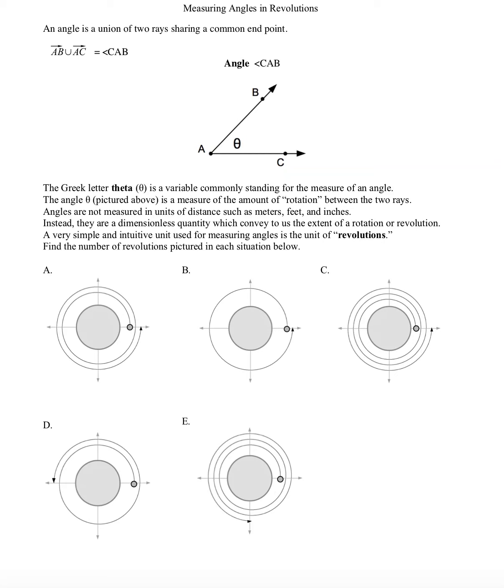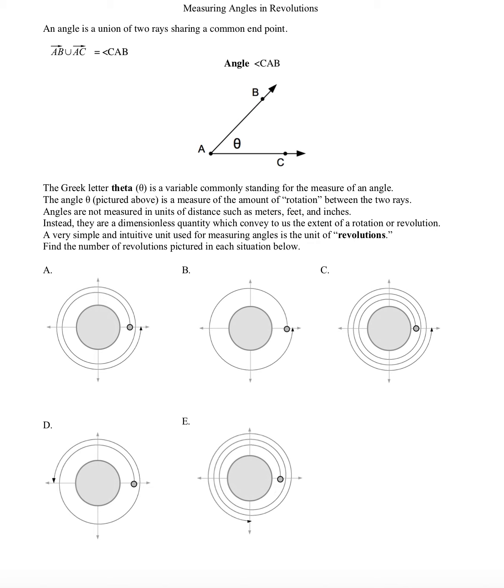In geometry, an angle is a union of two rays sharing a common endpoint. The Greek letter theta is a variable that commonly stands for the measure of an angle. The angle theta, pictured above, is a measure of the amount of rotation between the two rays. Angles are not measured in units of distance such as meters, feet, and inches. Instead, they're a dimensionless quantity which conveys to us the extent of a rotation or revolution.